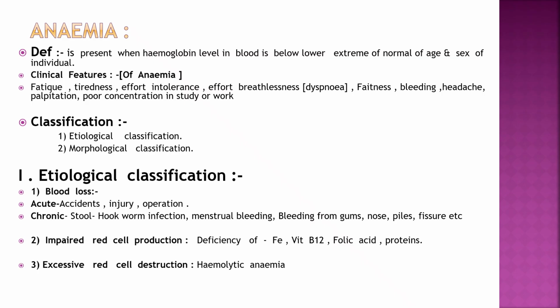Then chronic blood loss can be seen in hookworm infection, excessive menstrual bleeding, bleeding from gums, nose, piles, fissure. They are in small quantity, but because of the chronic loss you can see anemia, that is decreased hemoglobin concentration. The second reason can be impaired red cell production, because of deficiency of the things required for formation of hemoglobin, like iron, vitamin B12, folic acid, proteins. Because of deficiency of these, red cell production is less and then hemoglobin value is less.